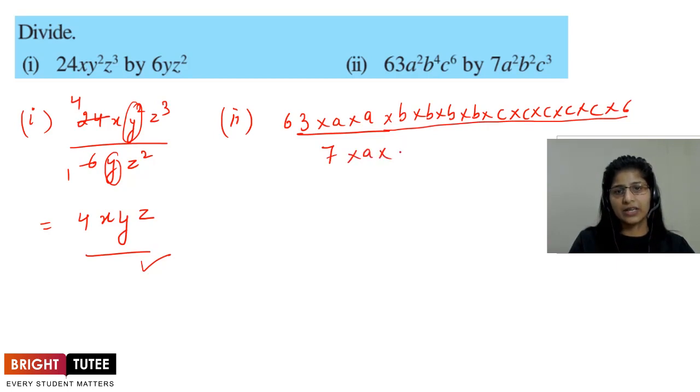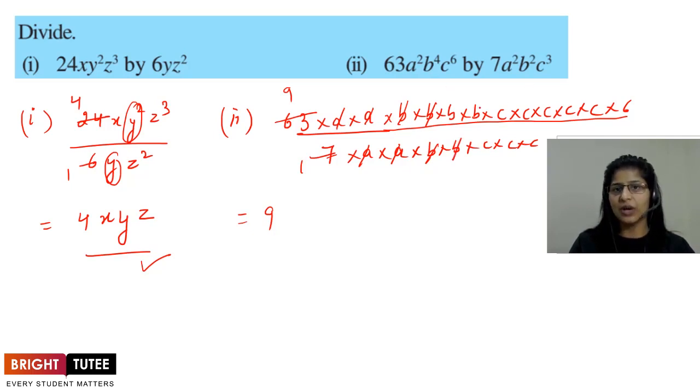Then a square is a into a, b square is b into b, and c is also 3 times. Clear? So 7 ones are 7, 7 9s are 63. So 9 we have, A and A got cancelled. So we are not left with any A, B and B getting cancelled. Right, 2 B's will get cancelled.